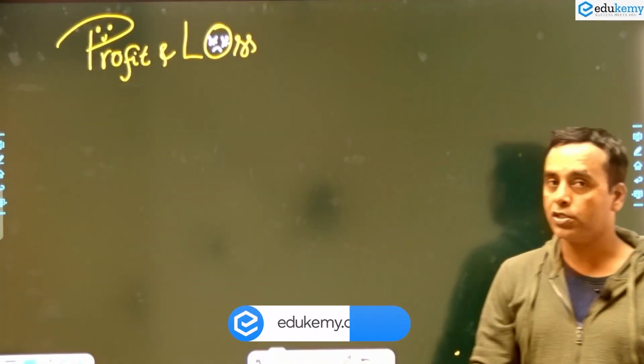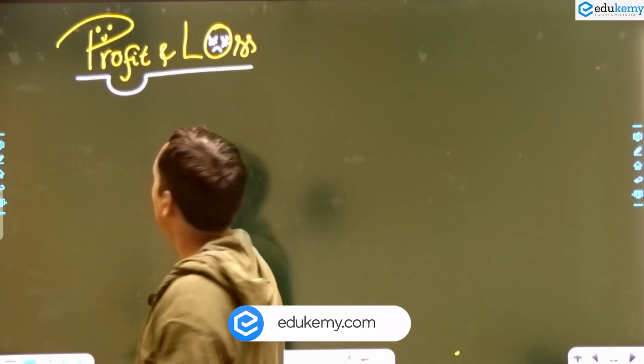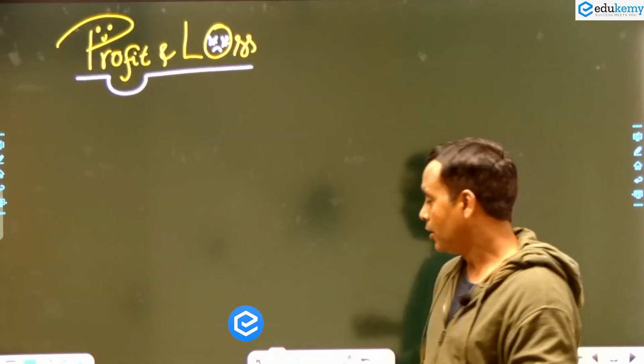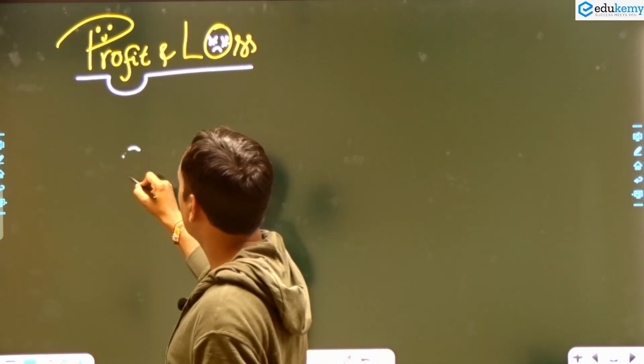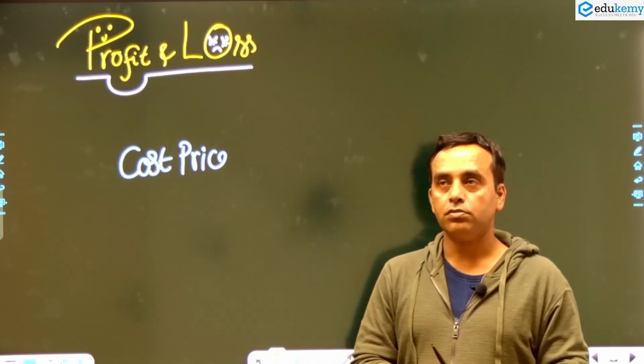Today I am taking the concept of profit and loss. Again, this chapter is one of the very simple but very interesting topics. In profit and loss, the first term is called the cost price. We use the cost price. You know cost price, okay? अच्छा देखो. What is the cost price?